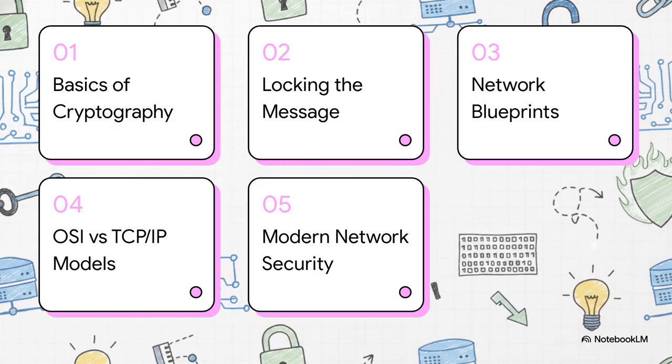We've got a clear path today. First, we'll cover the basics of cryptography, then locking the message, looking at network blueprints, comparing the OSI and TCP/IP models, and finally, securing the modern network.